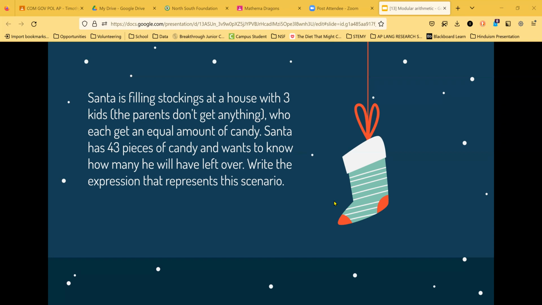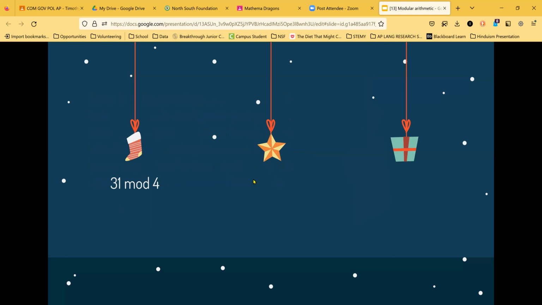Okay, I am seeing a lot of answers. So yes, it would be 43 mod 3 is equal to 1. The first number is the number we are dividing, if we were to think of it as a division equation. The second number is the number we divide by, and that is equal to the remainder. So 43 mod 3 is equal to 1. Good job.